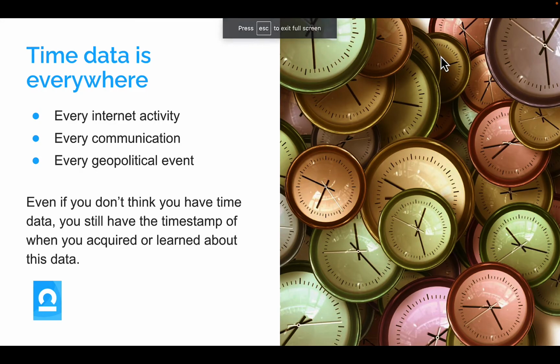What a lot of people don't realize is that time data really is everywhere. Even if you don't think you have a date-time component to the data that you want to visualize, you probably do. So every internet activity, such as IP packets, they all have the date timestamp embedded in that packet. Every communication, things like emails, have the date timestamp associated with when that email was sent. Geopolitical events often have the date that those things occurred. Even if it is just as simple as when did I learn about this data or when did I add it to my database, that's useful information that we want to take advantage of when we're visualizing it so that we can see how this data is changing or evolving over time.